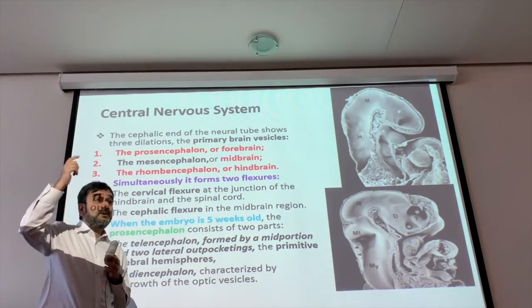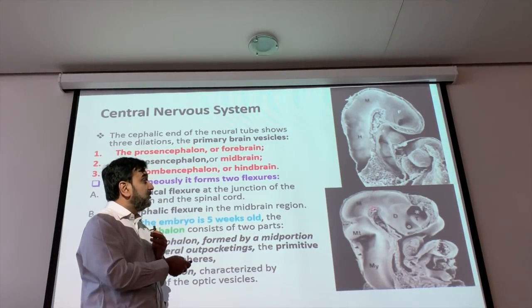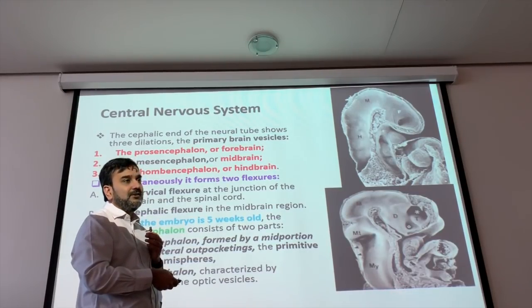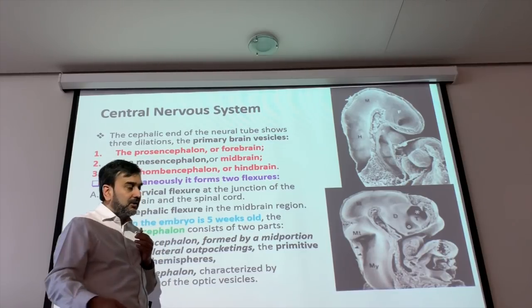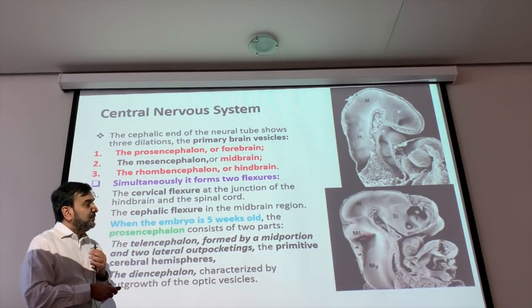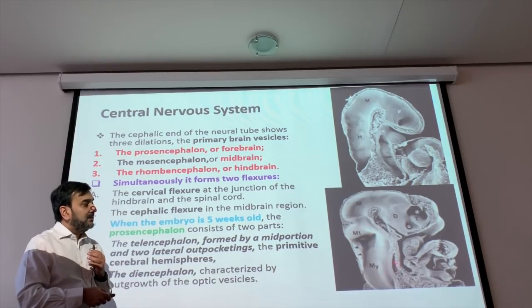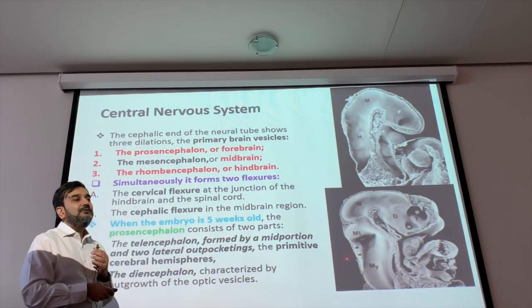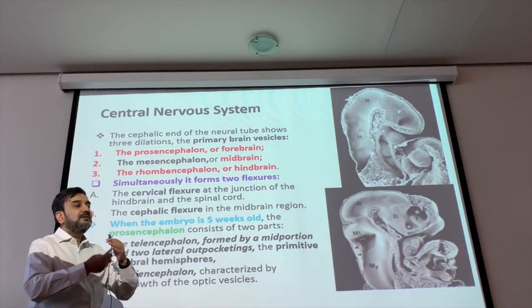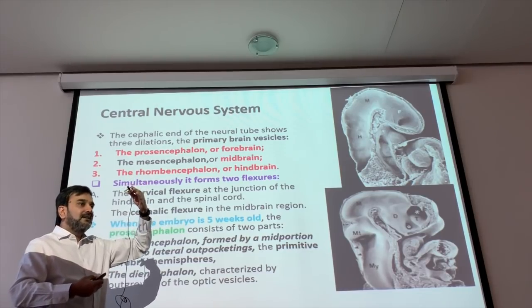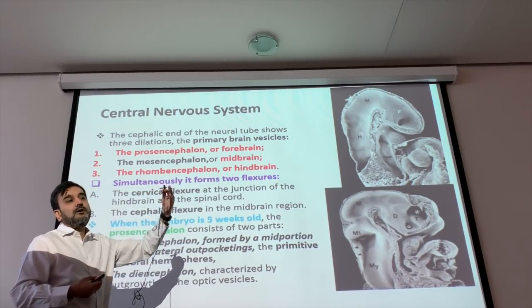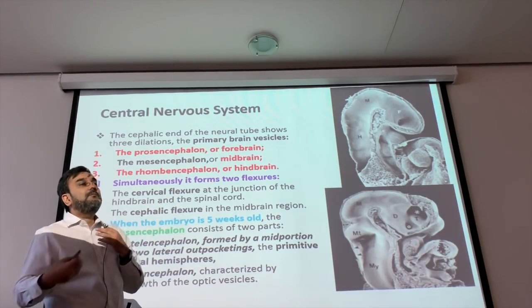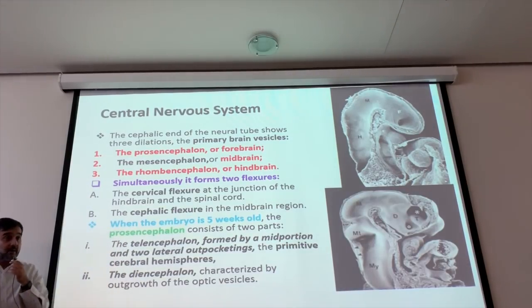So the first flexure which we talked about was the cephalic flexure, which was between the mesencephalon and prosencephalon. Then we talked about the cervical flexure, which was between the rhombencephalon and the spinal cord. And this is the pontine flexure, which is between the metencephalon and myelencephalon. And there is a constriction here which is called the rhombencephalic isthmus, which is dividing the upper part and the lower part of the rhombencephalon. The upper part is called the metencephalon, which is going to give rise to the pons and cerebellum. The lower part is giving rise to the medulla oblongata.